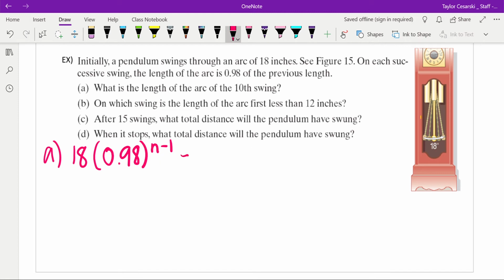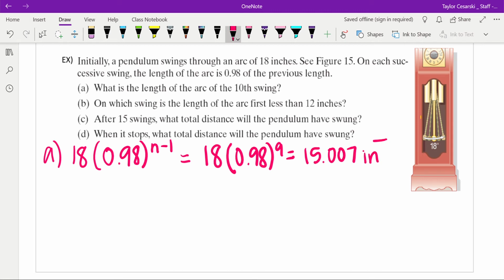So if I want to find the 10th swing, okay, so then I'm going to plug in 10. So 18, so it's going to be to the 9th power. Okay, so when I get that, I get 15.007 inches.